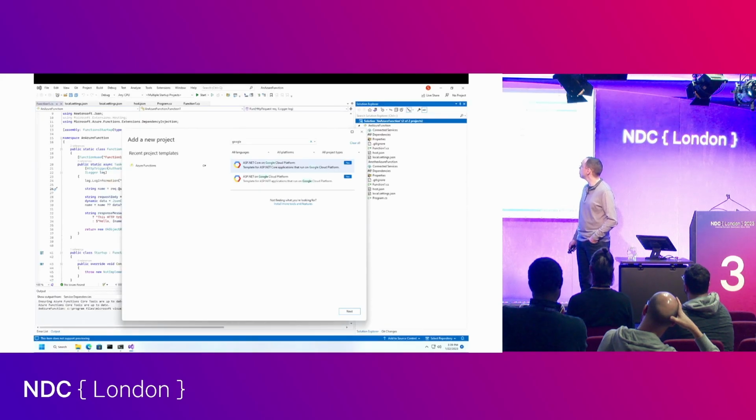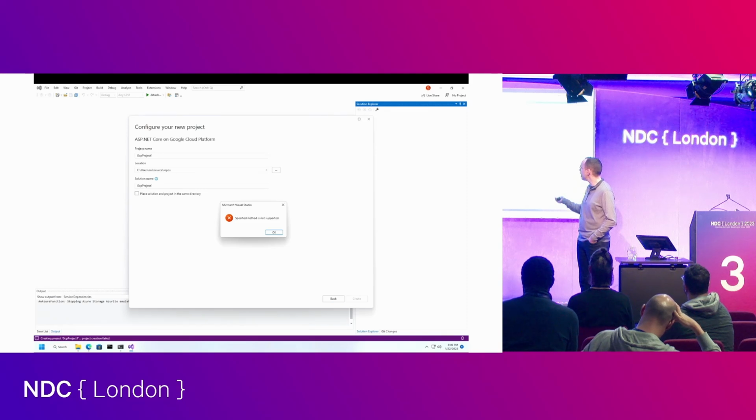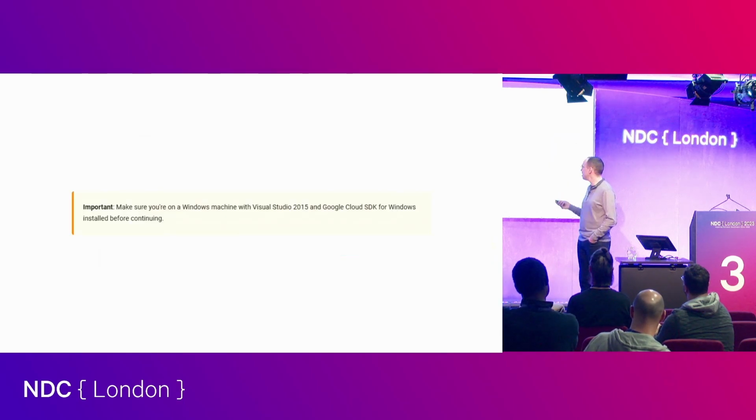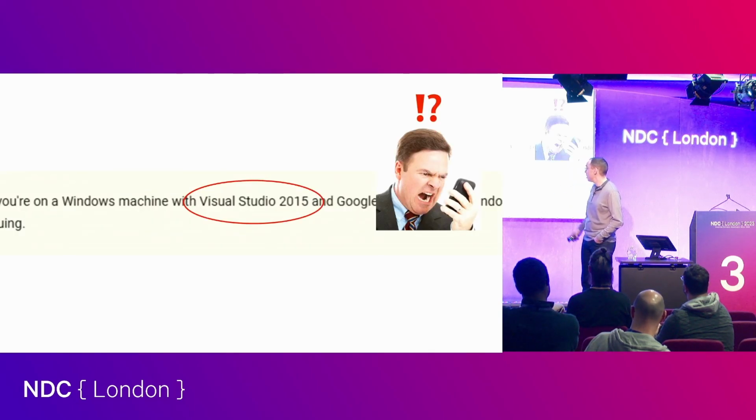Once I figured out I had to install their CLI, I did end up installing the toolkit, the extension into Visual Studio, and I got a couple of templates that I can install from. I hit next, and then I tried this, and then I saw "specified method is not supported." Okay, I guess it is what it is, not the worst thing. So I consulted their docs and found this one I thought was particularly amusing. Make sure you're on a Windows machine with Visual Studio 2015.